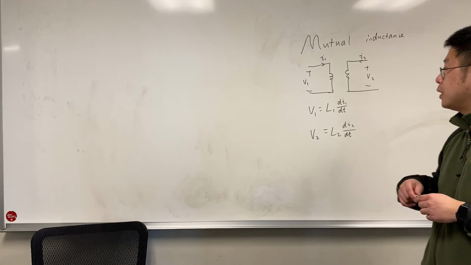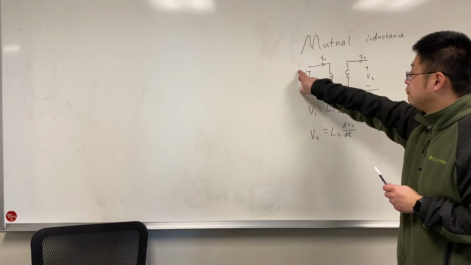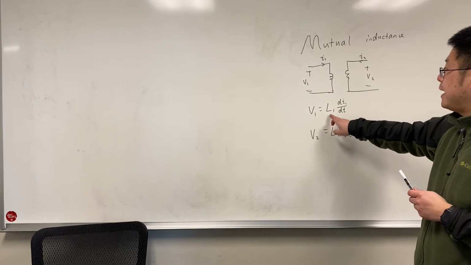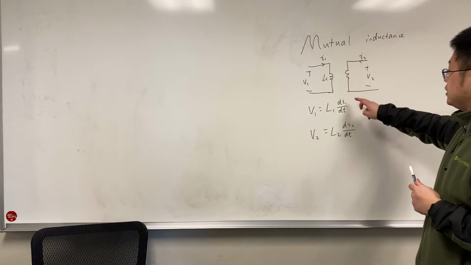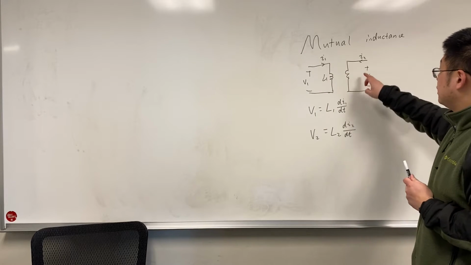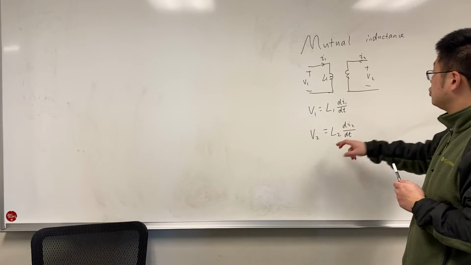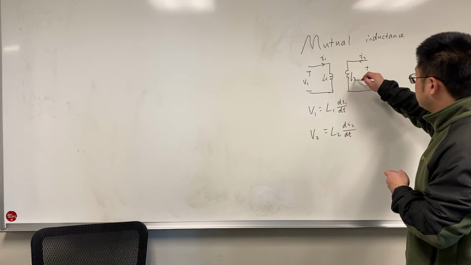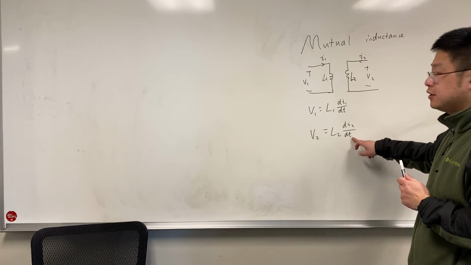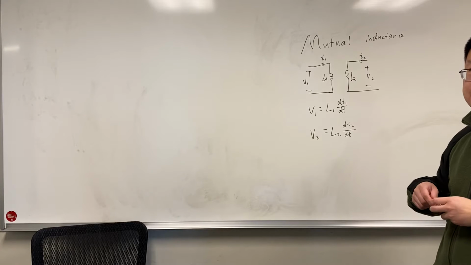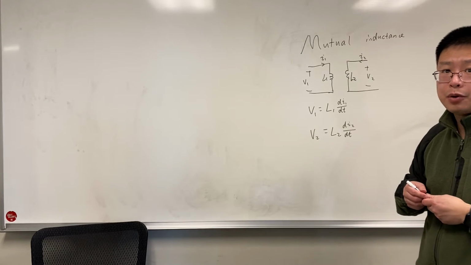and the secondary winding. For the primary winding, we know that the voltage V1 equals L1, the inductance, times di1/dt. And for the voltage on the secondary winding, that is L2 times di2/dt. So this is the case where we do not consider the magnetic coupling.